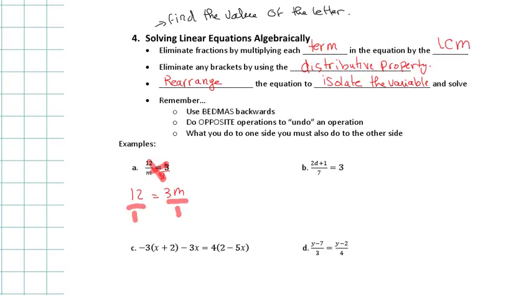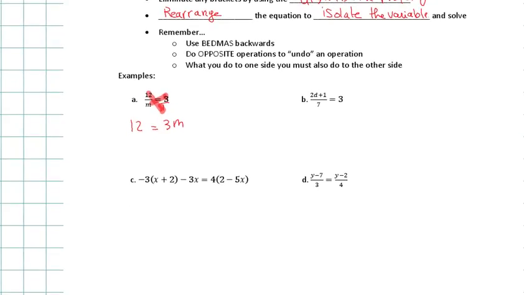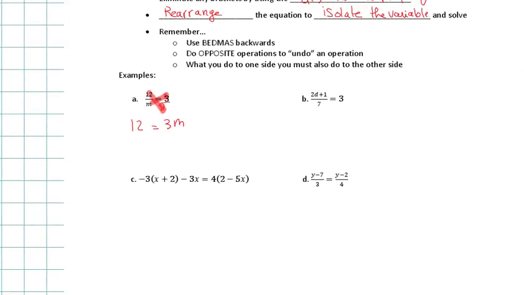Now, m is not by itself. What's happening to the m? Multiplication. It's multiplied by 3. You all know that m is multiplied by 3, but I don't want that 3. What happens? Divide both sides by 3. Opposite operation of multiplication is division. So you can do 12 divided by 3.